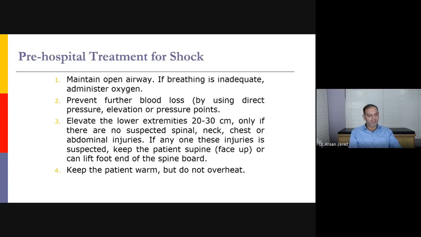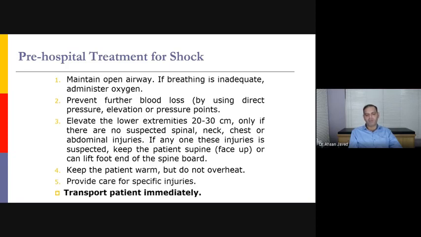Keep the patient warm, but do not overheat. It means you have to provide a blanket to the patient, and provide care for specific injuries. Transport the patient immediately, as early as possible.